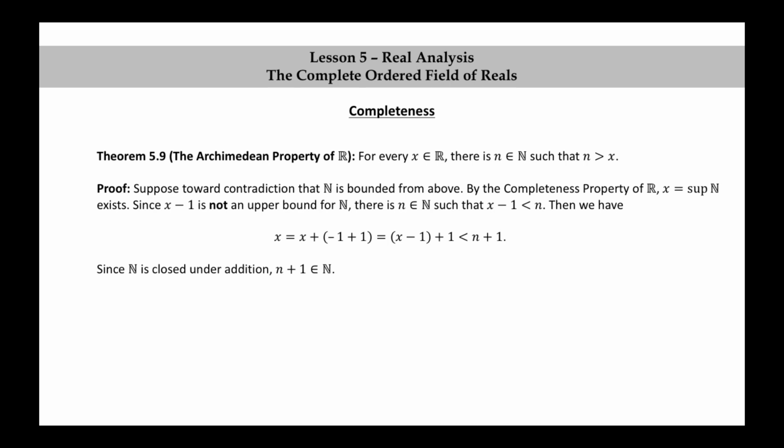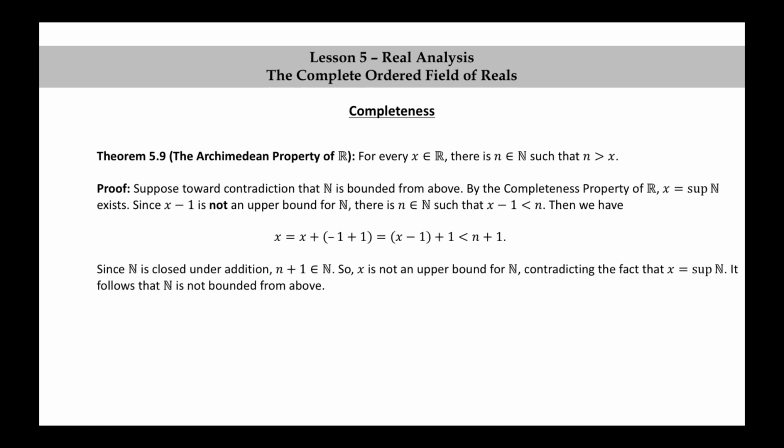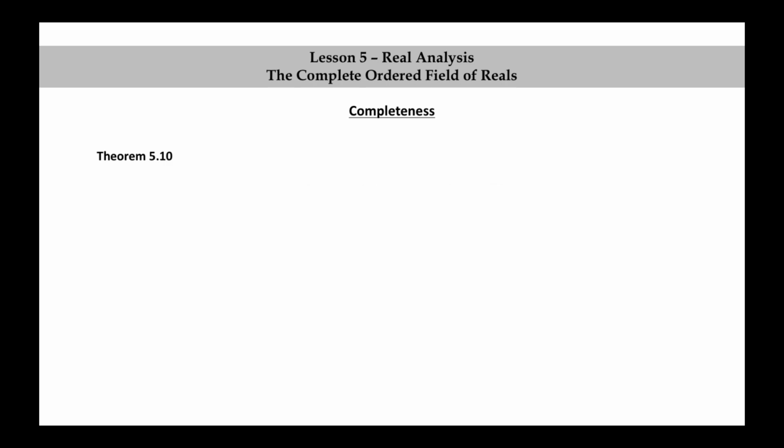Since N is closed under addition, n plus 1 is a natural number. So x is not an upper bound for N, contradicting the fact that x equals sup N. It follows that N is not bounded from above. So, for every real number x, there is a natural number n such that n is greater than x. One more theorem, the density theorem.